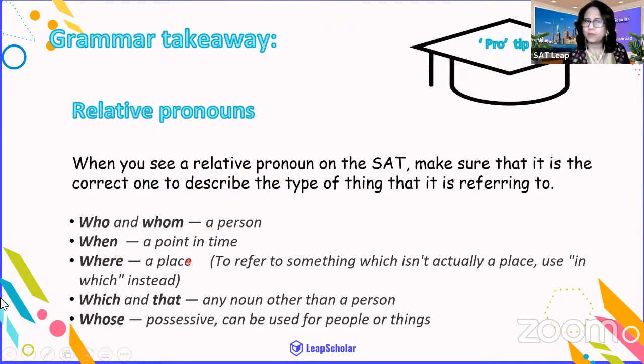Who and whom are for persons, when is for time, where is for place, and which and that are used for any noun other than a person usually. In some cases, that can be used for persons in some countries. Whose is a possessive, can be used for people or things. I would really advise you to take a screenshot of this. Okay. Done? Say done. I'm going to go on. And yeah, okay. I'm smiling.